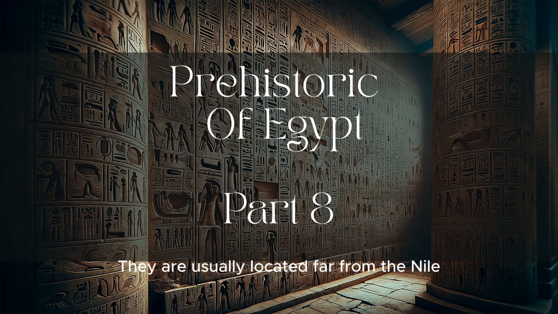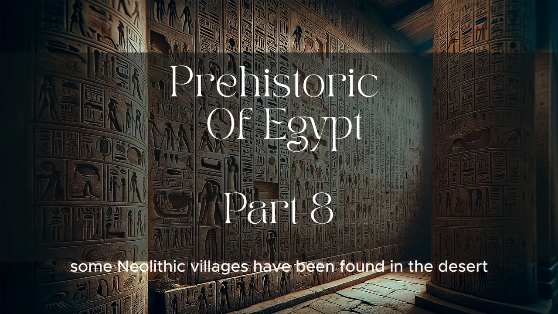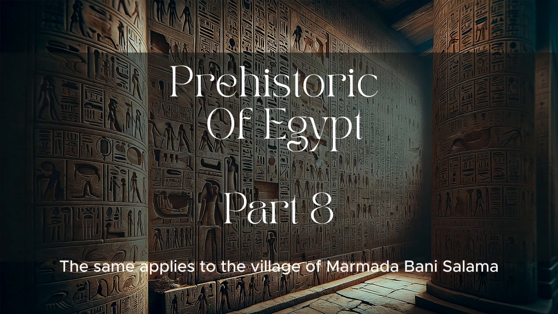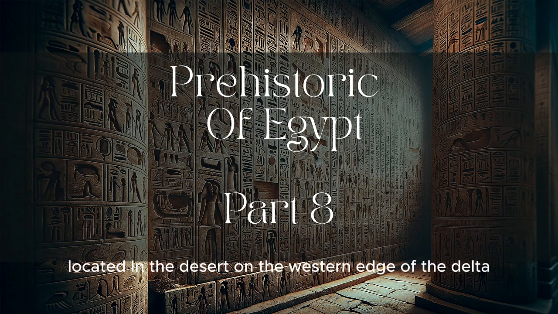They are usually located far from the Nile and close to the desert, and foundations dating back to the Neolithic period appear to us. Fortunately, some Neolithic villages have been found in the desert that the Nile silt missed. Of particular note is the village of Al-Omari, which is close to Cairo. It was named after Professor Al-Omari, who recently discovered it and died in the prime of his youth. The same applies to the village of Marmada Bani Salama, located in the desert.